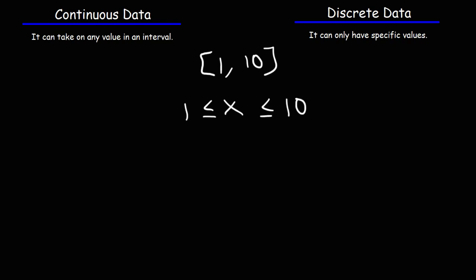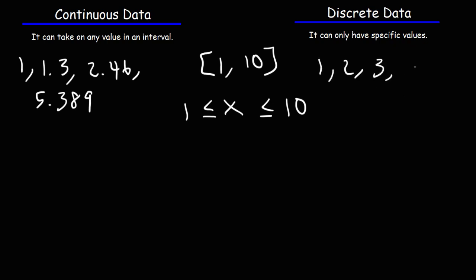Now, in a continuous set of data, x could be 1, it could be 1.3, it could be 2.46, it could be 5.389, it could be any value between 1 and 10. Now on the right side, when dealing with a discrete set of data, x can only have specific values. For example, it may only have values that are whole numbers, such as 1, 2, 3, 4, 5, and so forth. So here it only has specific values, not values like 3.46 or 4.785.